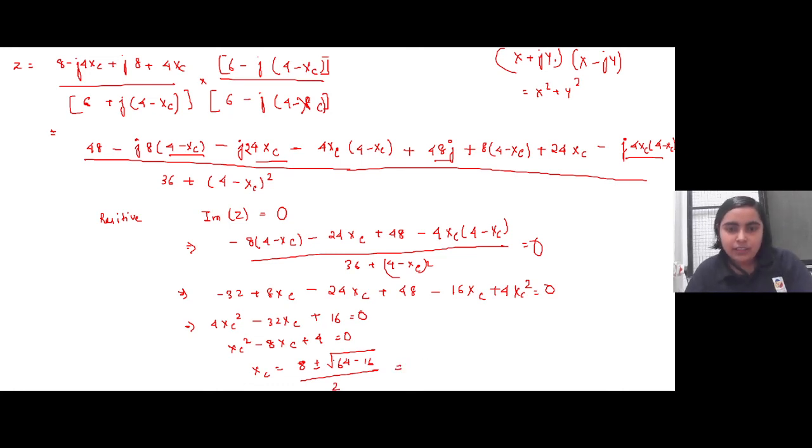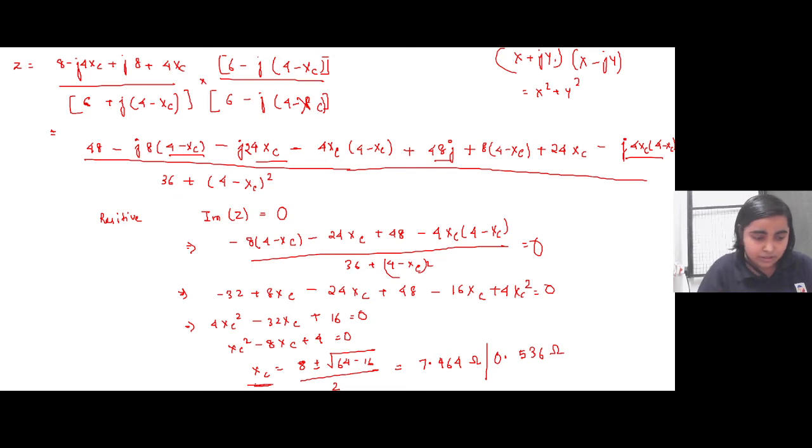So it can be either, square root of 64 minus 16, so 6.92 plus 8 divided by 2, so it is either 7.464 ohm, or minus of this, so 0.536 ohm. Now this is xc, so what we have to find is capacitance.